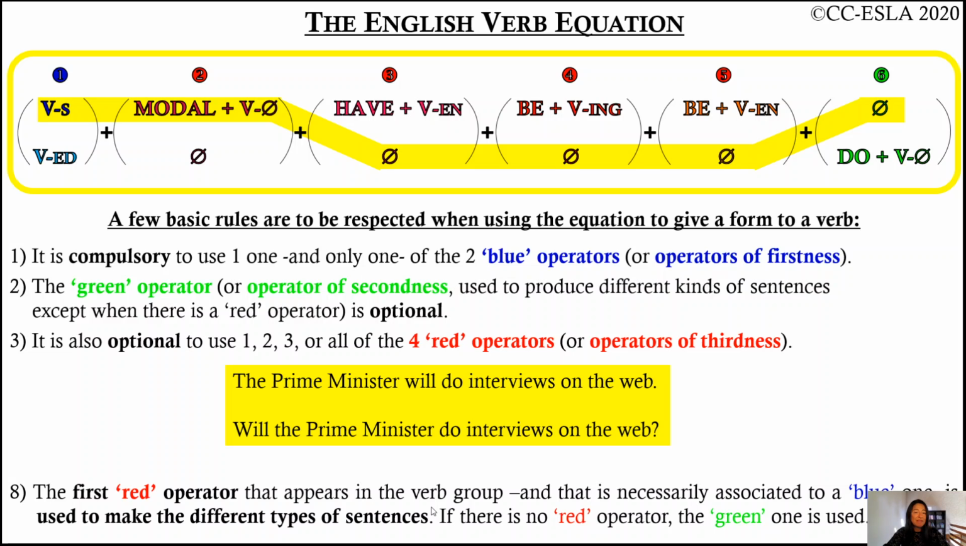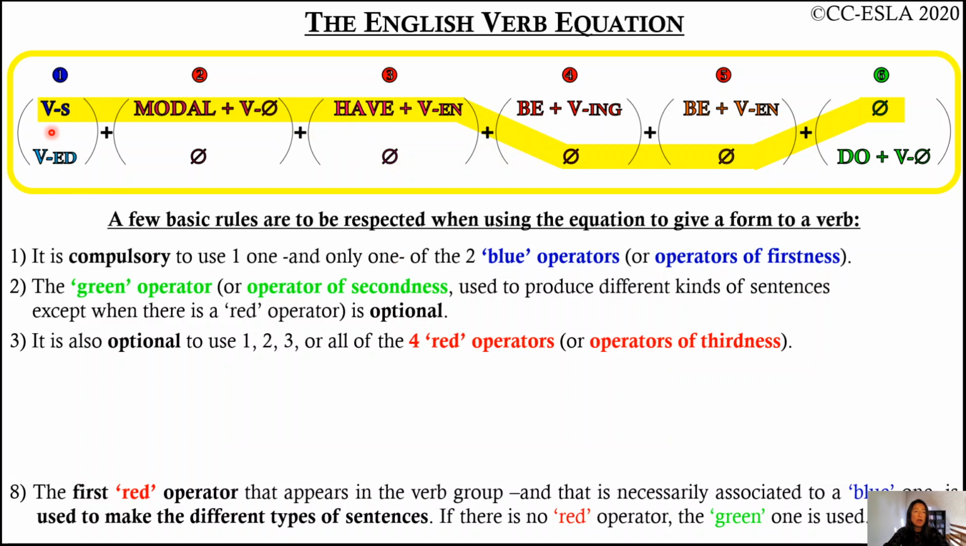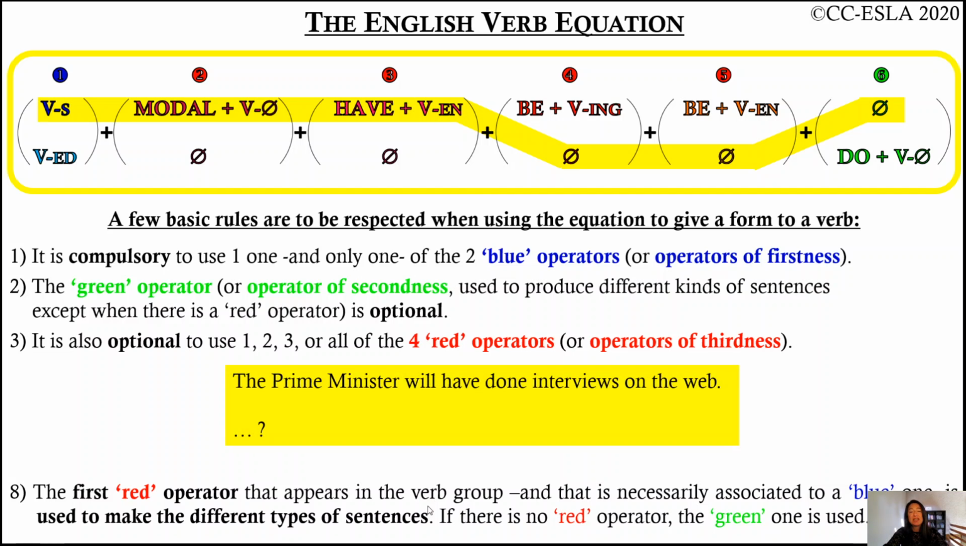Let's now make things a little bit more complex. Let us add have plus VEN to the formula. So we want the present tense of the modal. Let's say we're keeping the same example. So that's the Prime Minister will, and then the verb base of have, will have, and then the past participle of the verb do. The Prime Minister will have done interviews on the web.